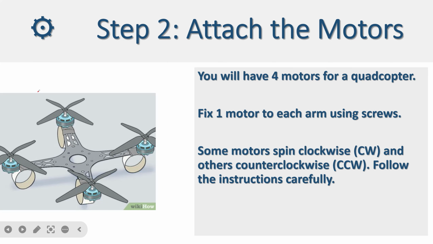Step 2, attach the motors. You will have 4 motors for a quadcopter. Fix 1 motor to each arm using screws. Do it again. Some motors spin clockwise, CW, and the others counterclockwise, CCW. Follow the instructions carefully.